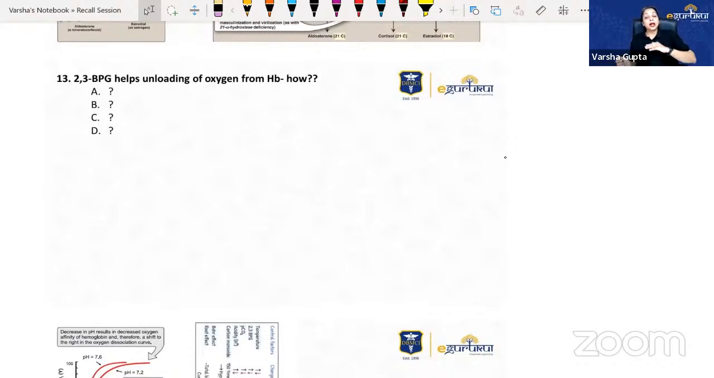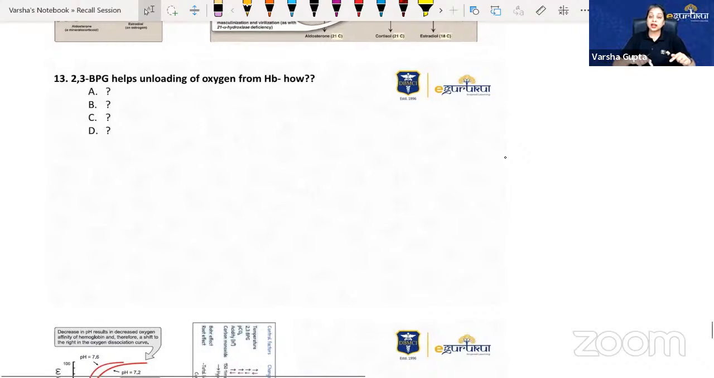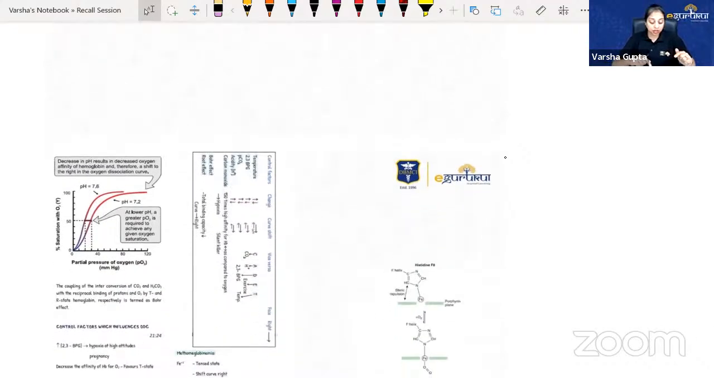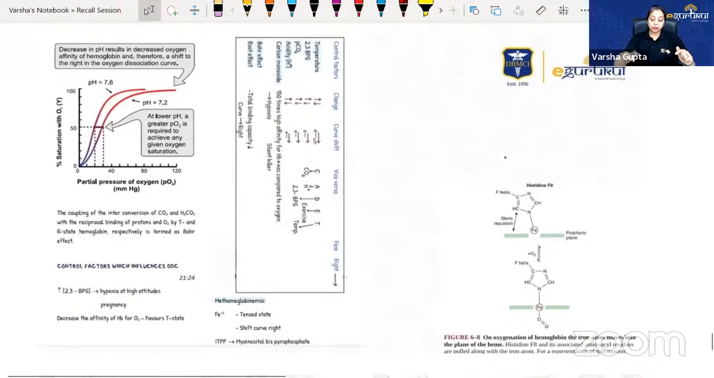Even at higher altitudes, when we go to higher altitudes, the 2,3-BPG level increases. The reason being, we want more of the hemoglobin molecules to unload the oxygen to meet the body's oxygen requirement. And that we have done under the oxygen dissociation curve chapter. These are the notes from there, right?